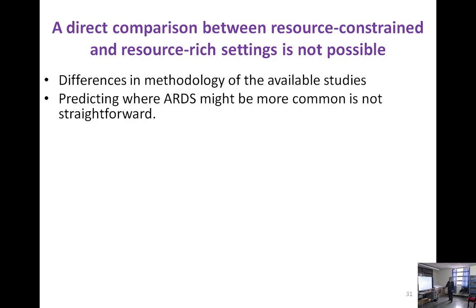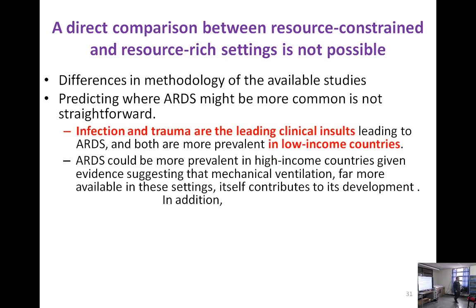So, we have resource constrained and resource rich settings. We can't do much. And predicting where ARDS, today everywhere ARDS has become common. So, infection and trauma are the leading clinical insults. That patient was trauma, and very often severe sepsis leads to ARDS. So, these are the common ones. And ARDS could be prevalent in high income countries where everybody is going on mechanical ventilation. In our place, how many go on ventilation? So you will say the ARDS number is less.